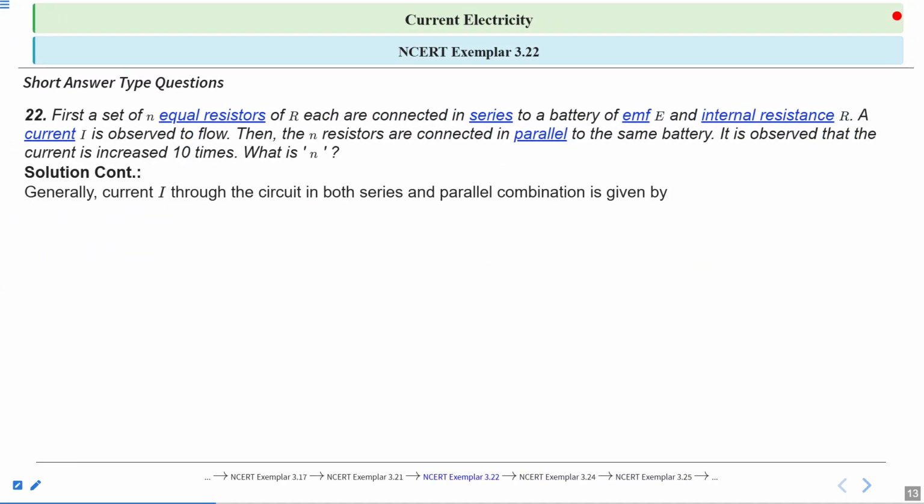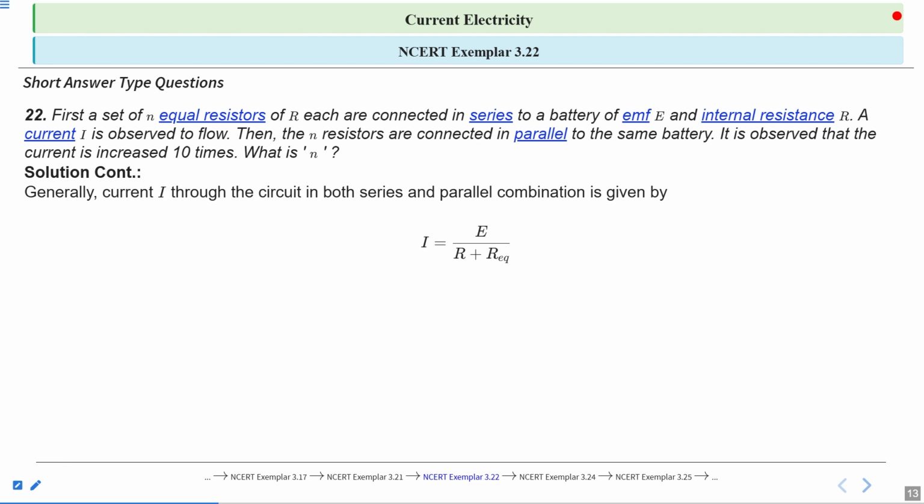Generally, the current I through the circuit in both series and parallel combination is given by this. You also know that when there is an external resistor and a battery with internal resistance, the current is given by E upon R, where E is the EMF of the battery. Here capital R is the internal resistance. Generally we take the notation as small r, but in the question the internal resistance is given as capital R, so we will take capital R here, plus R equivalent.